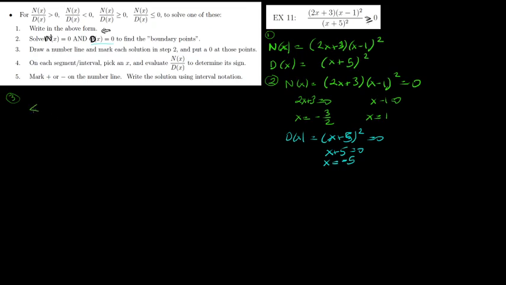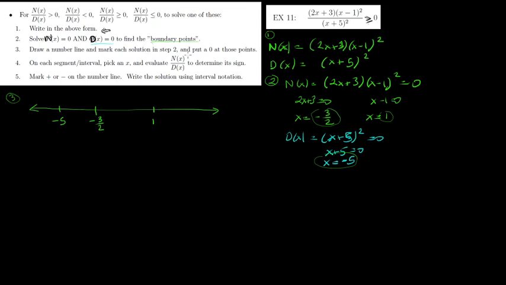Step 3 is the same as when we did a polynomial. We're going to draw a number line, just a very long number line here. And we're going to mark off not just the two solutions from the numerator, although let's do that first. So we have negative 3 over 2, or negative 1.5. We have positive 1 over here. And now we also have negative 5, which is way over here somewhere, because that's smaller than negative 1.5. So now we have 3 dividing points, or what I call boundary points, on our number line.